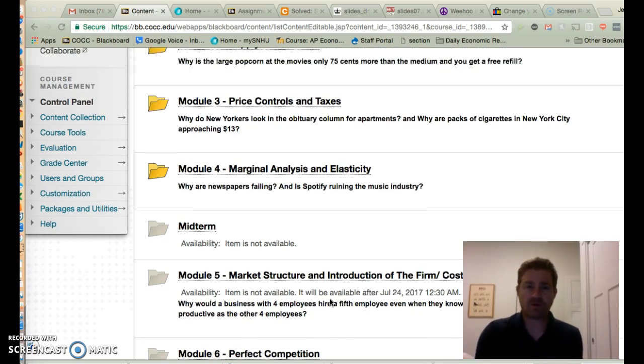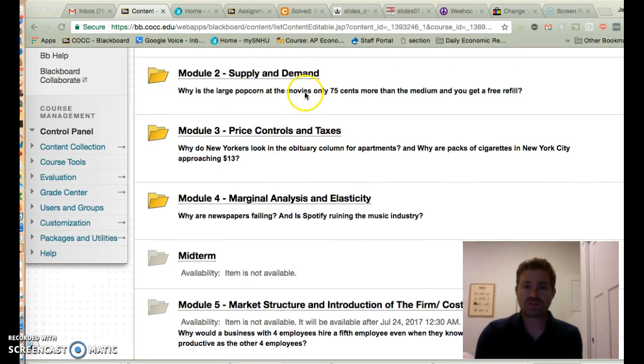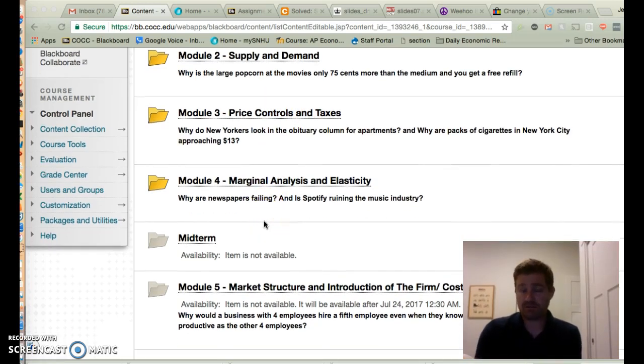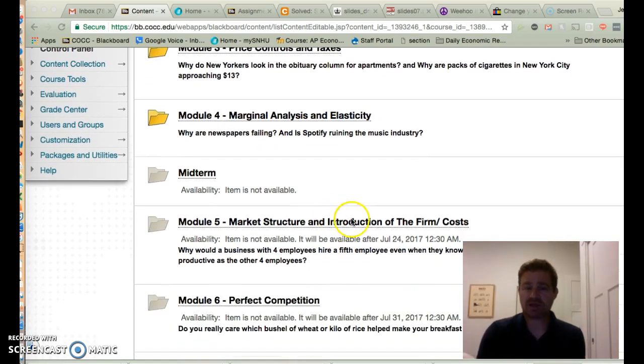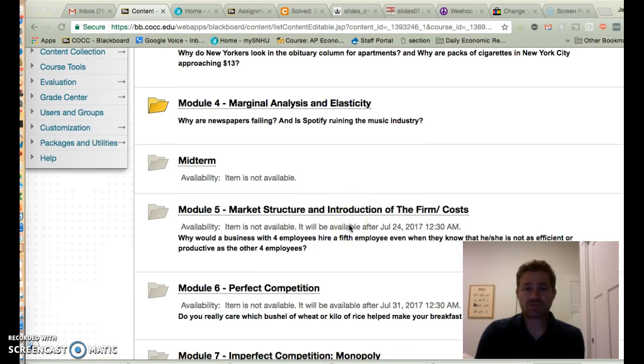If you remember, Module 2 was a really busy week with lots of work because supply and demand was so crucial to understanding the rest of microeconomics. And then Modules 3 and 4 have been pretty light as far as work goes, but Module 5 this week is going to be a lot of work. So make sure that you take that midterm by Sunday.